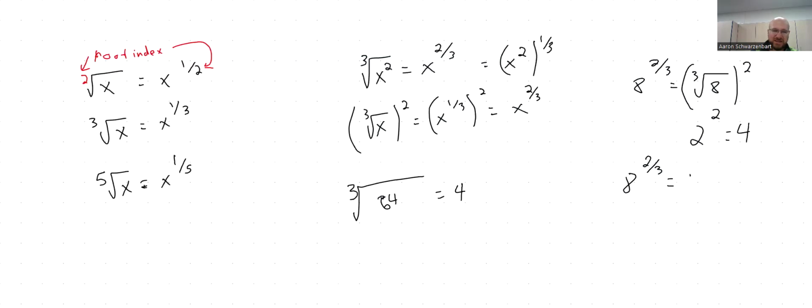It's not 8 times 2/3. It's very easy to make that mistake, but it's 8 to the power of 2/3, which actually means this. Okay.